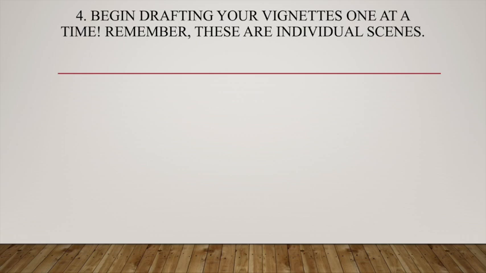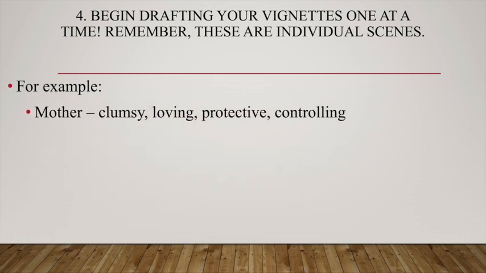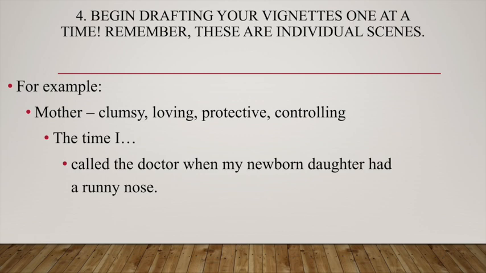So if you've chosen your scenes or the things that you really want to focus on, then you can begin drafting. So for example, I chose mother. And again, my description's clumsy, loving, protective, controlling. And the scene that I'm going to start with, because I'm going to only focus on one vignette at a time. Remember, they don't need to be connected. You don't need to transition from one to the other. They're separate scenes. I'm going to focus on the time I called the doctor when my newborn daughter had a runny nose. That's an impactful moment that comes to mind when I think of myself as a mom.